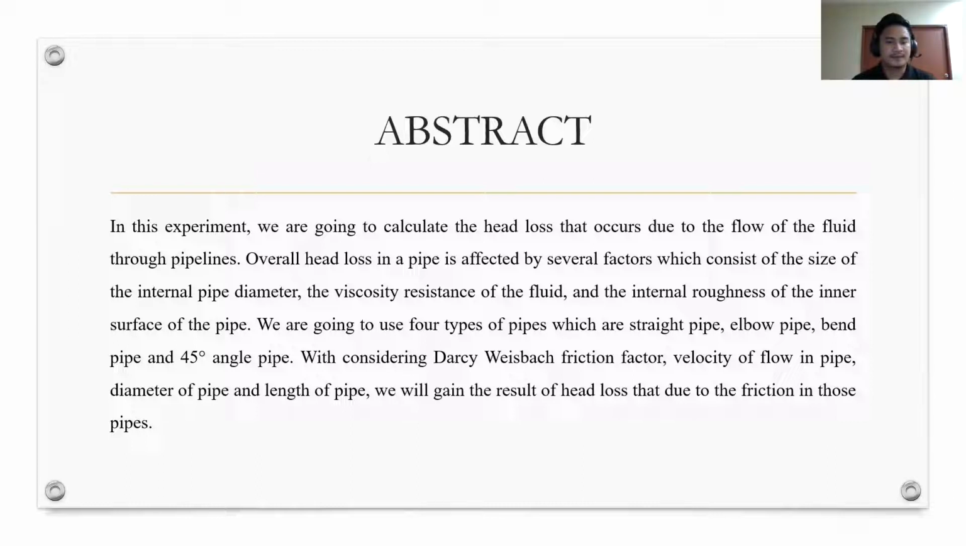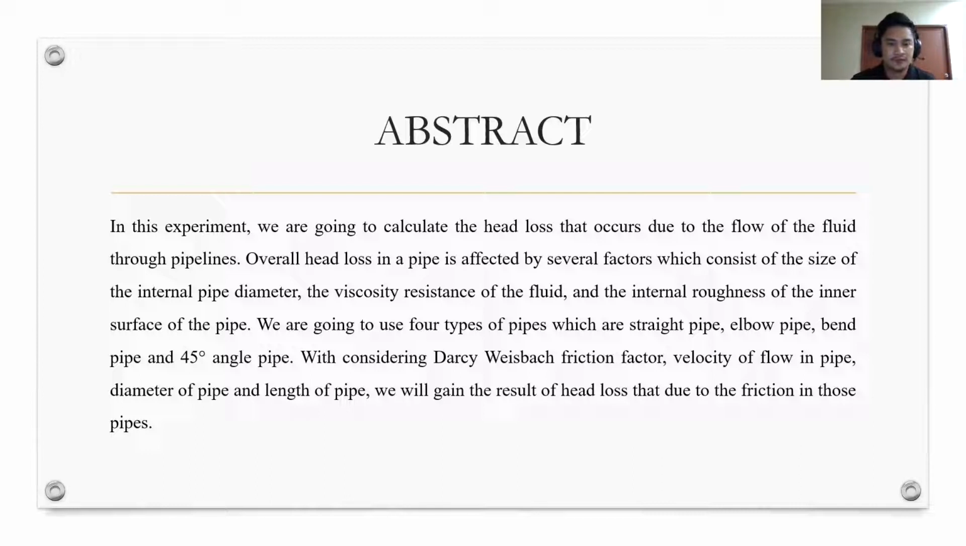So now I want to explain about the abstract. In this experiment, friction flow in pipes, we are going to calculate the head loss that occurs due to the flow of the fluid through pipe lines. Overall head loss in a pipe is affected by several factors, which consist of the size of the internal pipe diameter, the viscosity resistance of the fluid, and the internal roughness of the inner surface of the pipe.